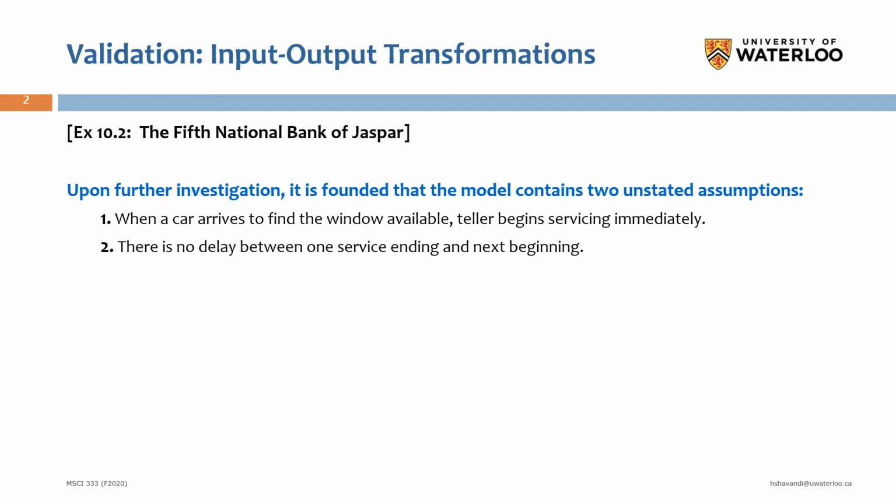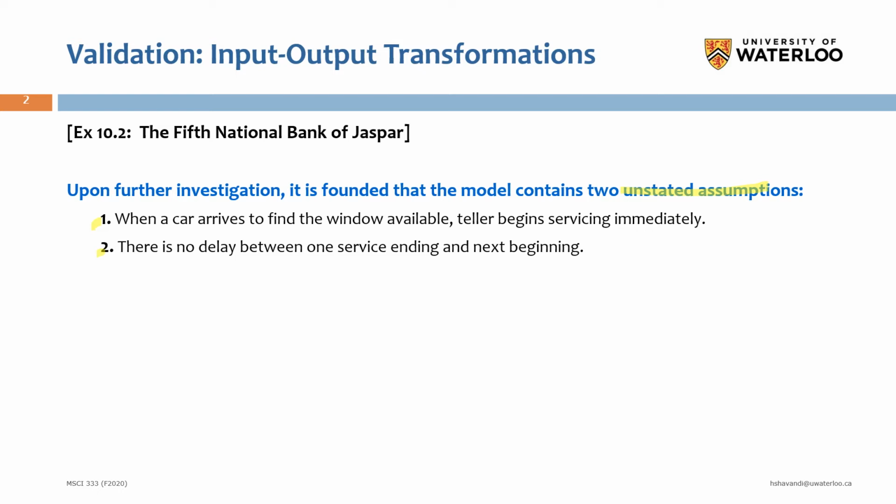So let's say we do further investigation, and by doing that we find that the model contains two unstated assumptions. The first one is, when a car arrives to find the window available, the teller begins servicing immediately. This is one of our assumptions in the simulation model, and we have another assumption: there is no delay between one service ending and the next beginning. So we need to go to the real system to see if these two assumptions are correct.